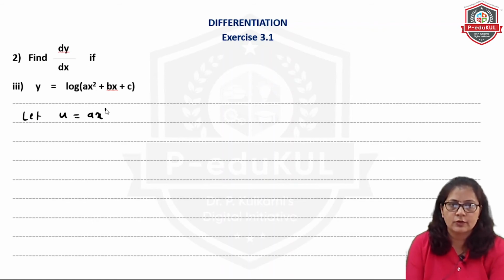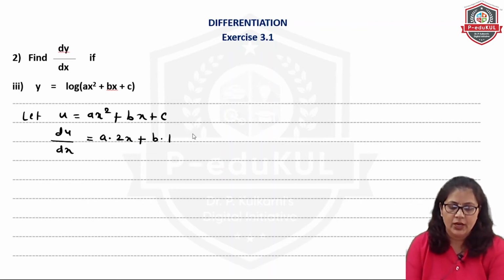Let u is equal to ax square plus bx plus c. So du by dx: a is constant, x square का derivative 2x, b is constant, x का derivative 1 and c is constant, so derivative 0. So you will get 2ax plus b, that's it.